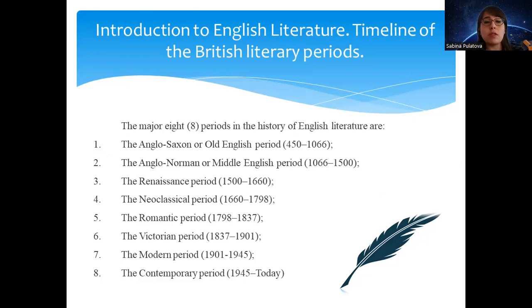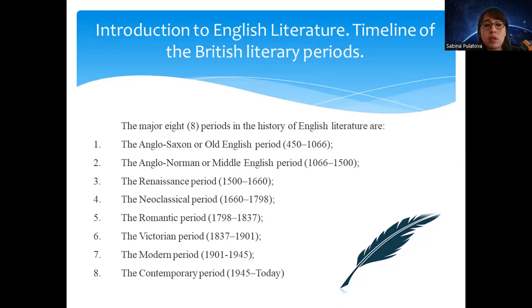For instance, the first period is called the Anglo-Saxon or Old English period, which started in 450 and lasted till 1066. The second period is called the Anglo-Norman or Middle English period, which began in 1066 and lasted till 1500. The third period is called the Renaissance period, which started in 1500 and lasted till 1660. The fourth period is called the Neoclassical period, which started in 1660 and lasted till 1798.